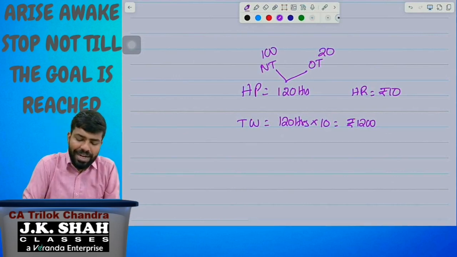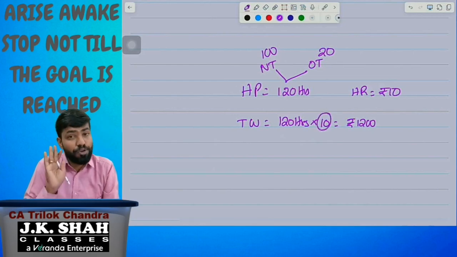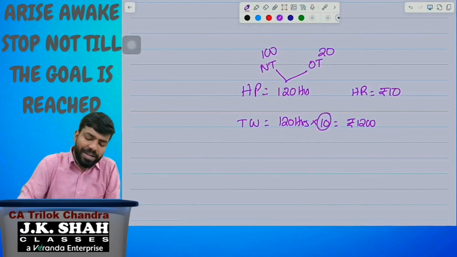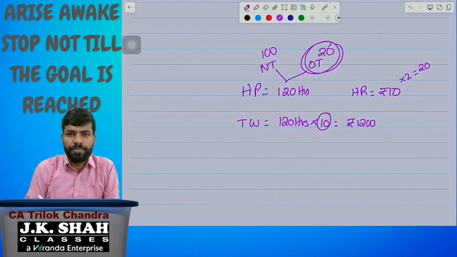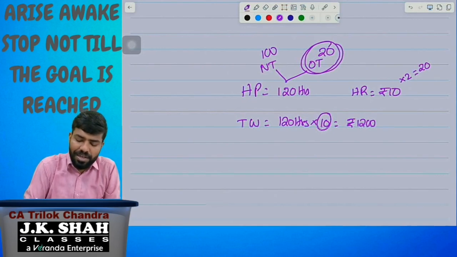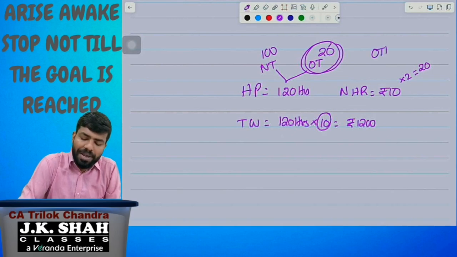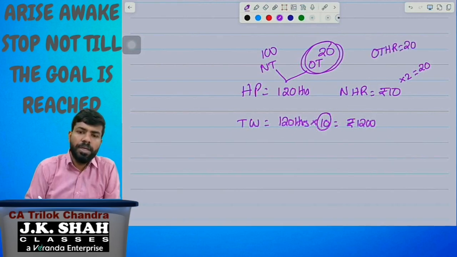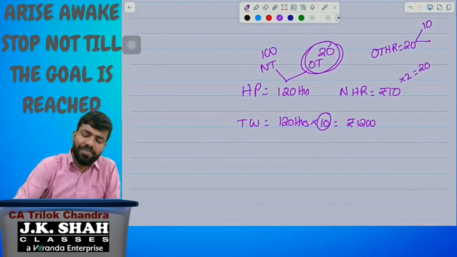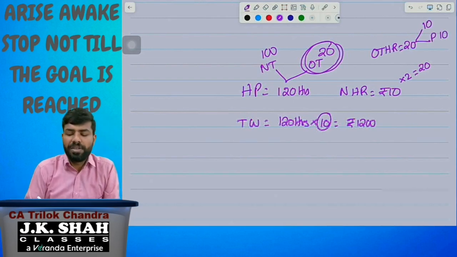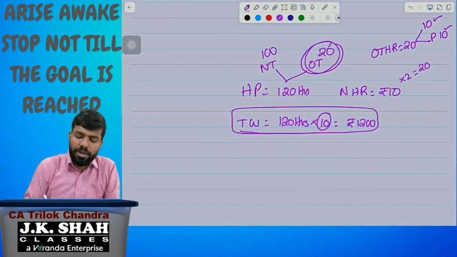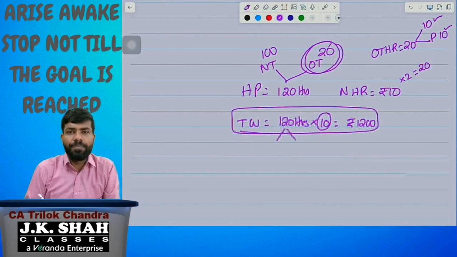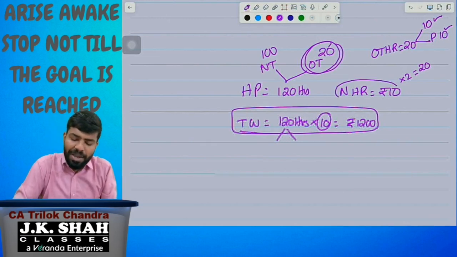Now the point is, 120 hours will be paid at the normal hourly rate. When it comes to overtime, they will be expecting double the payment. Normal hourly rate is 10, overtime hourly rate is 20. This includes two things now: normal hourly rate of 10 rupees, premium of 10 rupees. We already calculated total wage is 1200 together for the normal time and overtime. So there is no doubt about the normal time hourly rate accounting.